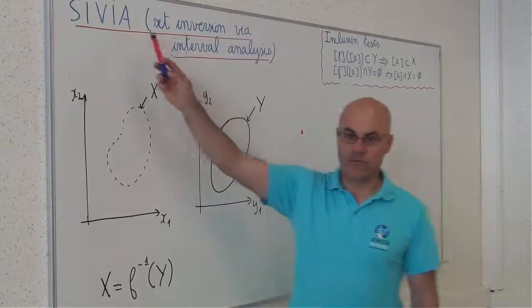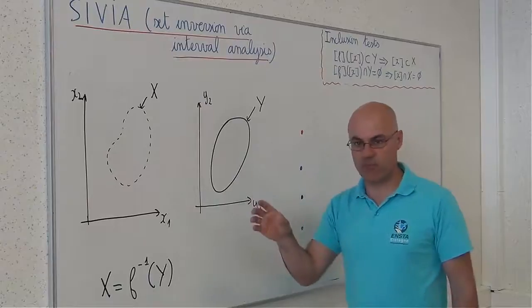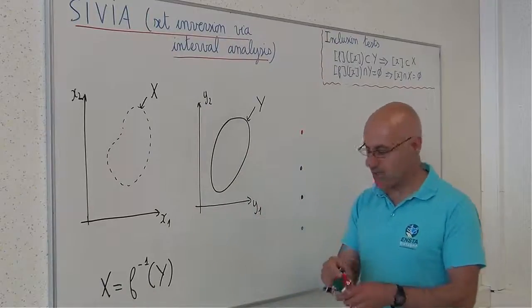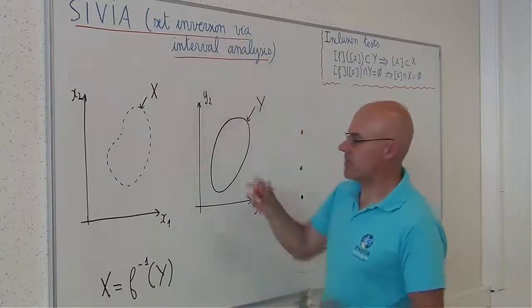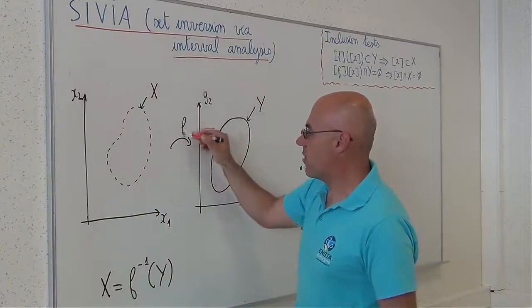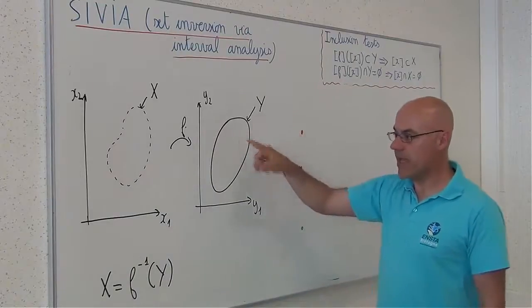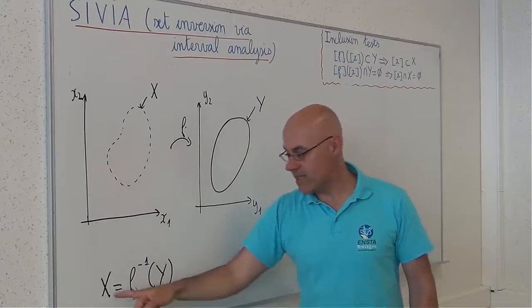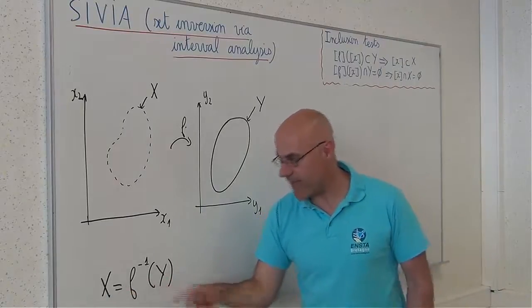The SIVIA algorithm is an algorithm which makes it possible to solve the set inversion problem using interval analysis. SIVIA means set inversion via interval analysis. I have a function f and a known set y. And I want to compute the reciprocal image x of y by f.